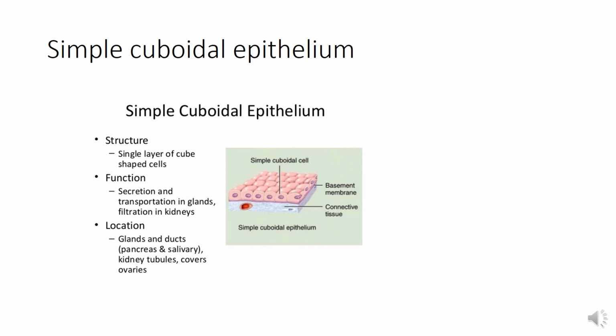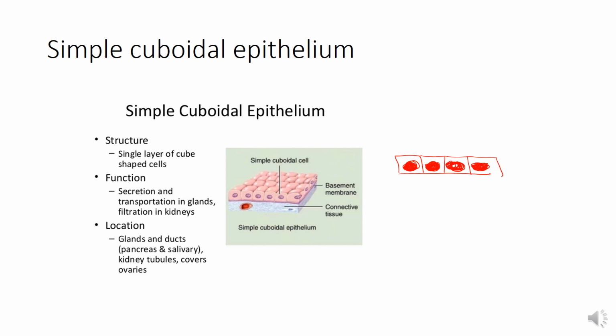Now, simple cuboidal epithelium rests on the basement membrane, and the cells are cuboidal in shape. How does the cuboidal epithelium appear? How is their nucleus? Their nuclei are spherical. Here you can see their nuclei are rounded, spherical, and the cells are cube shaped.